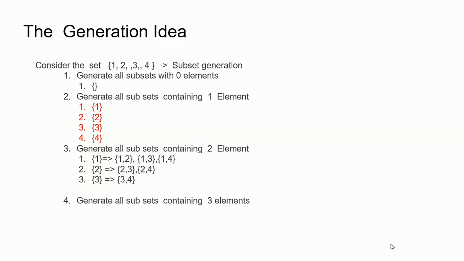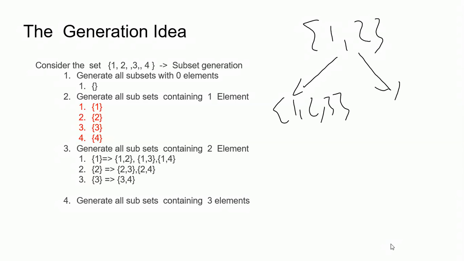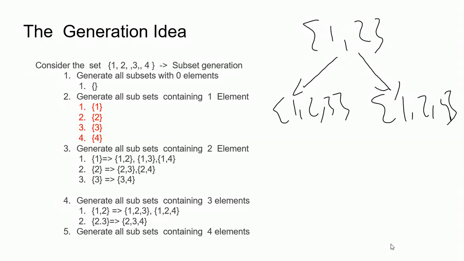So what would you choose? You would choose first 1, 2. Now 1, 2 would generate the subsets 1, 2, 3 and 1, 2, 4. Right? That's what it will show you. 1, 2 will generate 1, 2, 3 and 1, 2, 4. 2, 3 will generate subset 2, 3, 4.